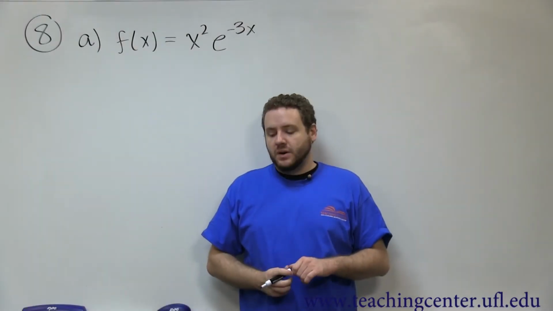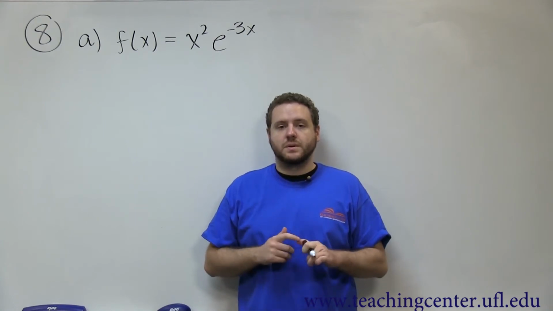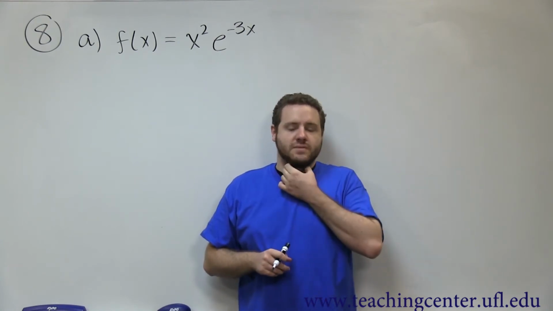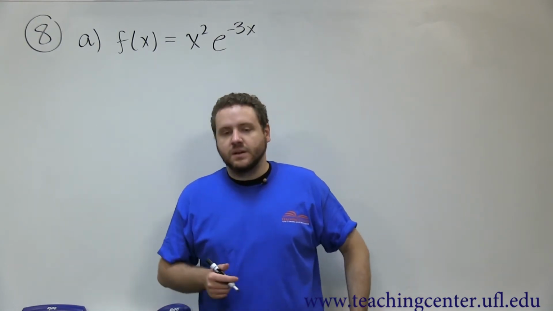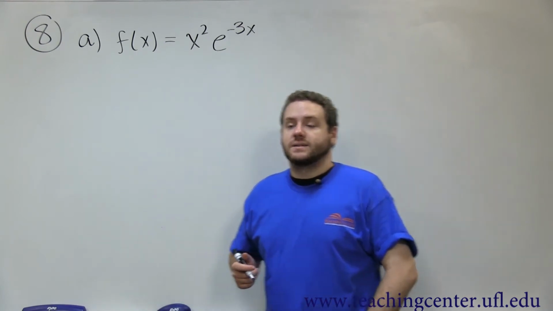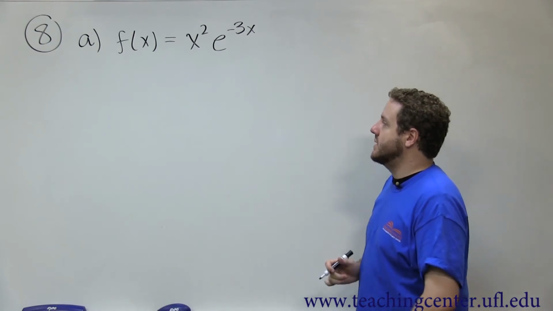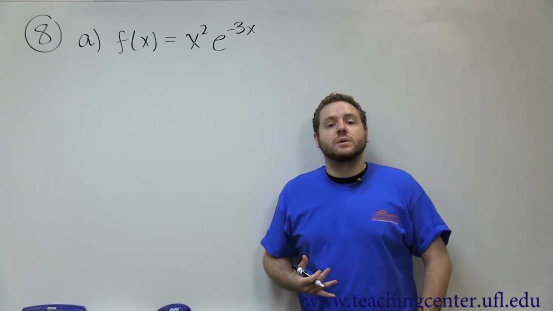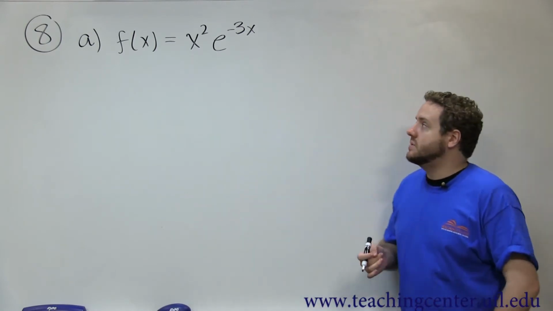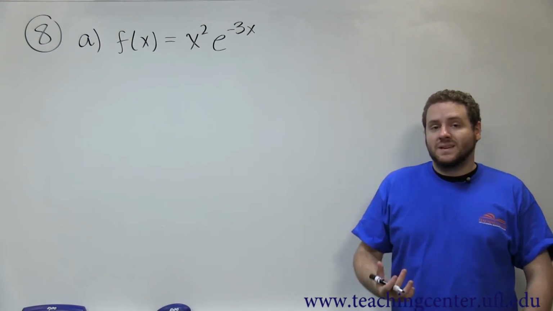So for number 8, letter A, we need to find the critical numbers of the function and then identify the intervals of increasing and decreasing by using the first derivative test. So our function here is x squared times e to the minus 3x. In order to find the critical numbers, we need to take the derivative, and in order to do the derivative of this function, we need to do product rule.